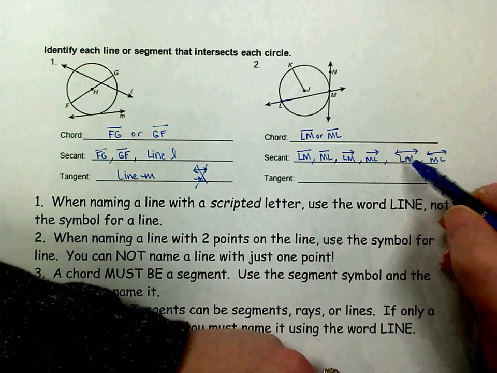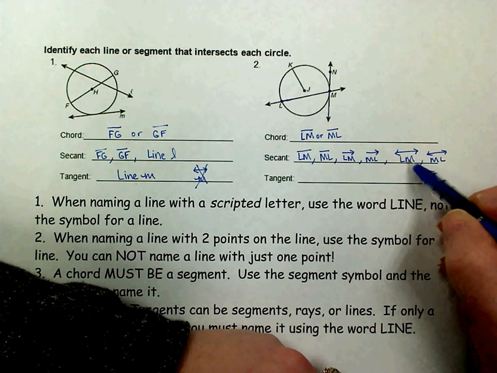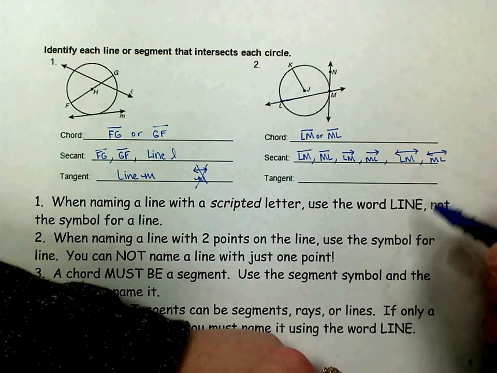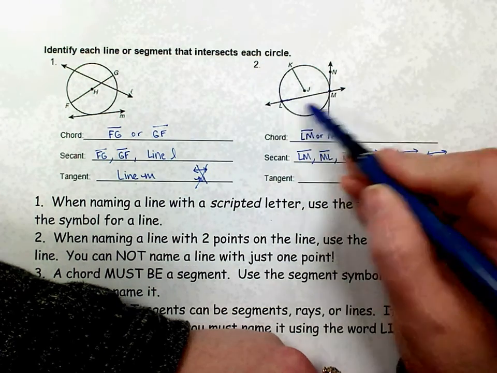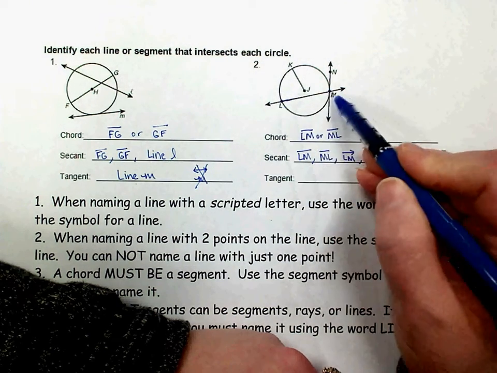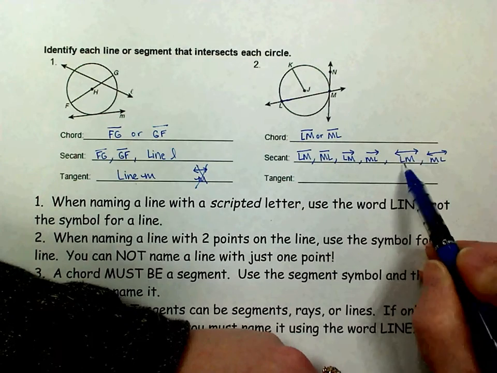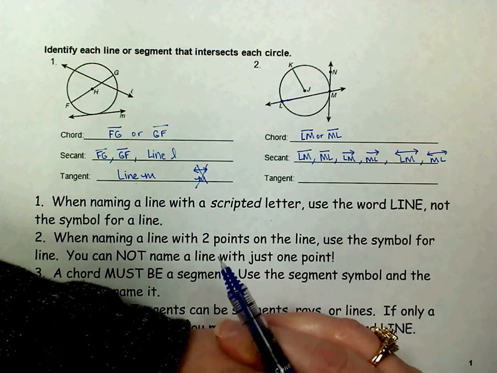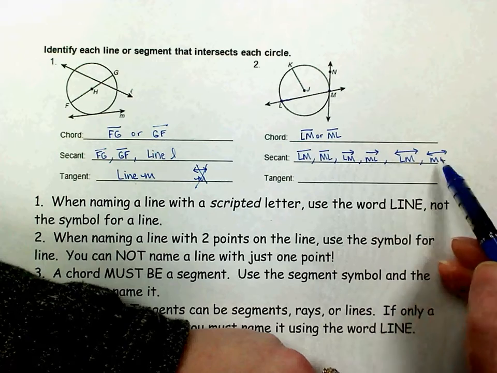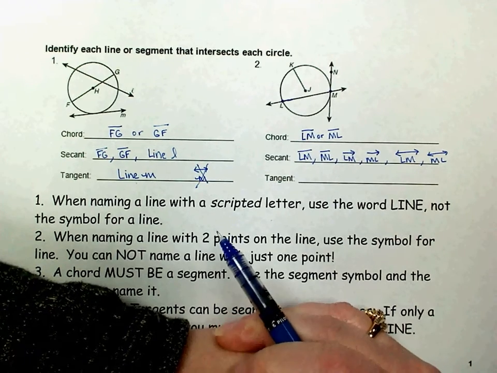So we can use the symbol here, but we've got to name it using 2 points on the line. These are not scripted letters. Those are points, L and M. So if you name it using the symbol, you have to use 2 points to name the line. So any of those 6 answers would be correct on the secant.